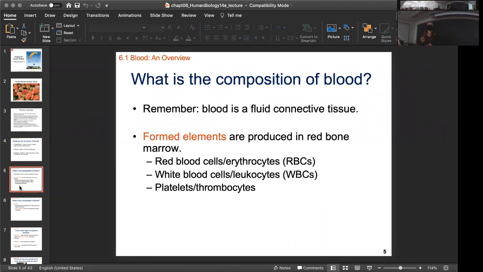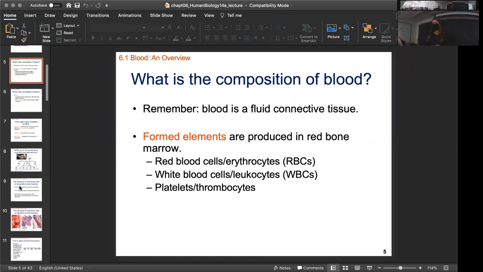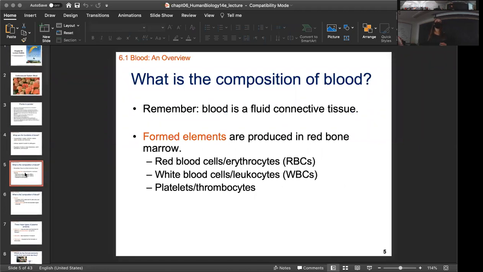The blood is made up of formed elements. Those formed elements are red blood cells, white blood cells, and platelets. They are produced in the red bone marrow, and we'll talk a little bit about that in a couple of slides. So essentially inside of your bone, in your compact bone, you have red bone marrow, and that is where these formed elements are created. Your red blood cells have also been called erythrocytes. White blood cells are also called leukocytes, and your platelets are thrombocytes. We'll talk about each of those a little bit more specifically in a couple of slides.